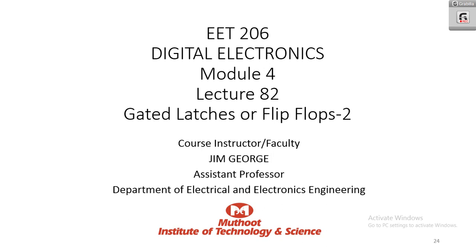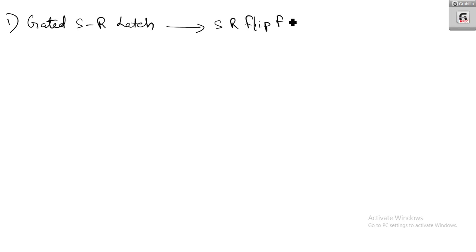So in lecture number 81 we introduced what a flip-flop, or gated latch, is. In gated latches, along with the latch you should have an enable input. In this lecture we will deal with two types of gated latches. The first one is the gated SR latch, or SR flip-flop, and the second one is the gated D latch, that is the D flip-flop. We will deal with these two in this lecture.